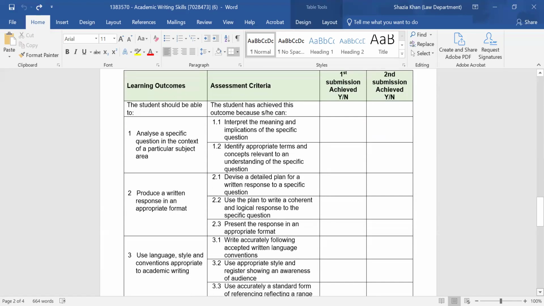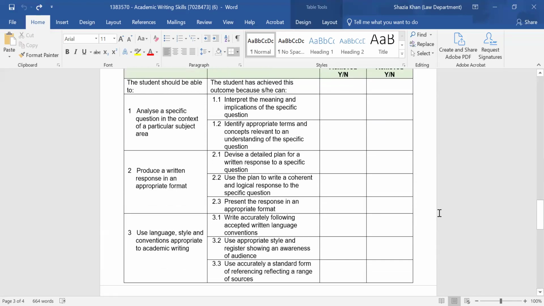So here, you look at this. So the student, this is what the marker will be looking at, and this is what the student needs to do. So for the first part, you need to interpret the meaning and implications of the specific question. 1.2, you need to identify appropriate terms and concepts relevant to understanding of the specific question. You need to devise a detailed plan for written response to a specific question, and you need to use the plan in learning outcome 2 to write a coherent and logical response. And 2.3, you need to present the response in appropriate format.